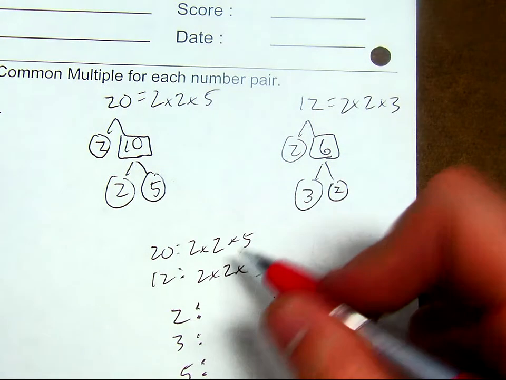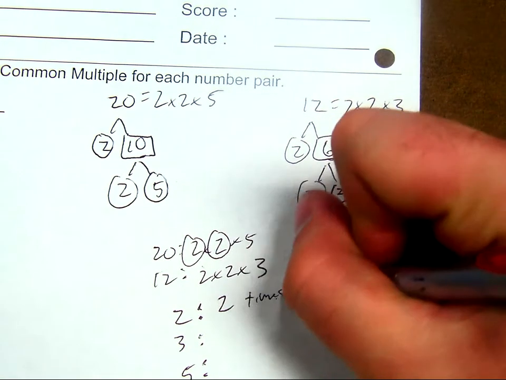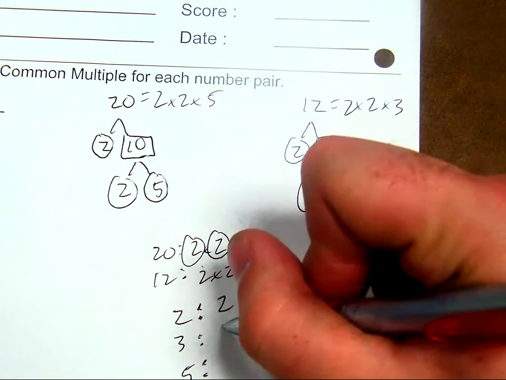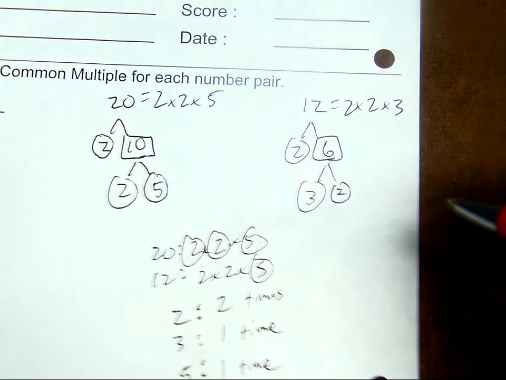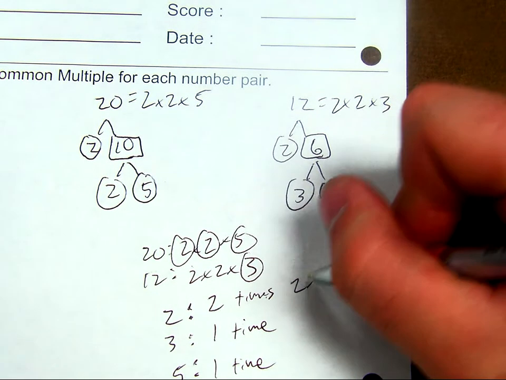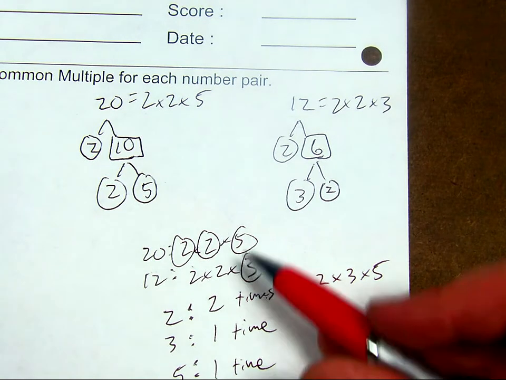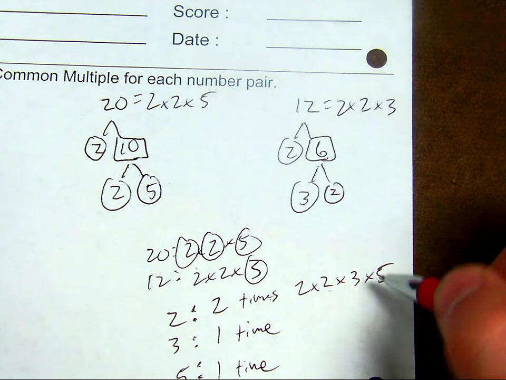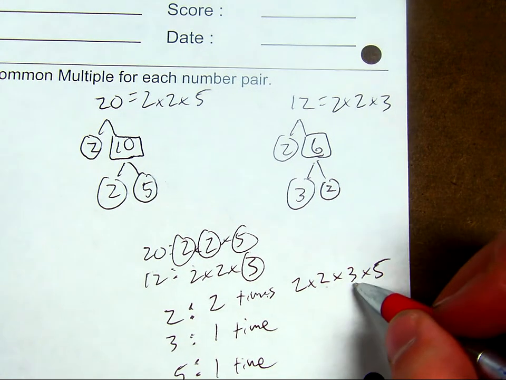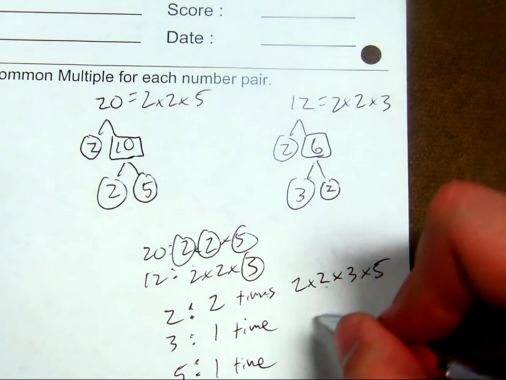2 happens at most 2 times. 3 happens at most 1 time. 5 happens at most 1 time. So my least common multiple will be 2 times 2 times 3 times 5. This is the most times it's happened in a single number. 2 times 2 times 3 times 5. I'm going to have to do some math. 5 times 3 is 15 times 2 is 30 times 2 will be 60. That should be my least common multiple.